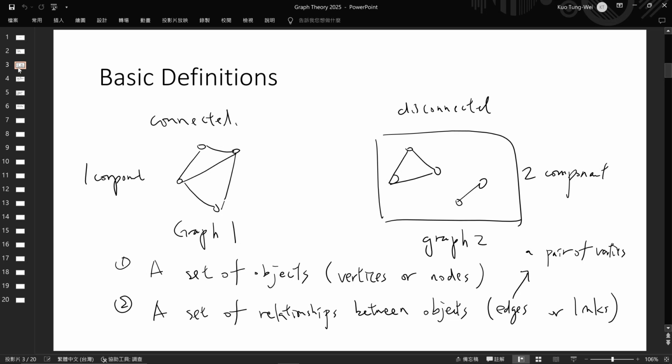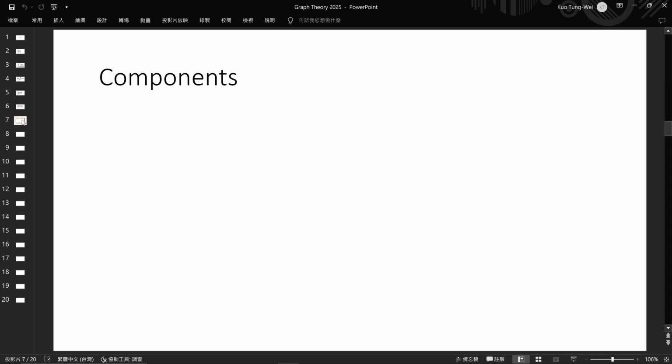Okay, so what is a proper definition for components? So what is a component in a graph? According to your definition, we have one component here and two components here. Any suggestions?